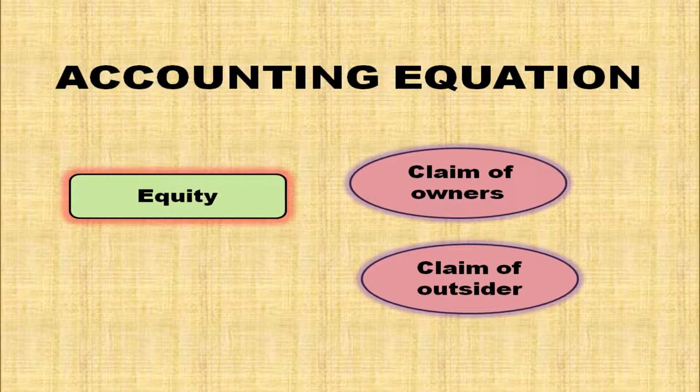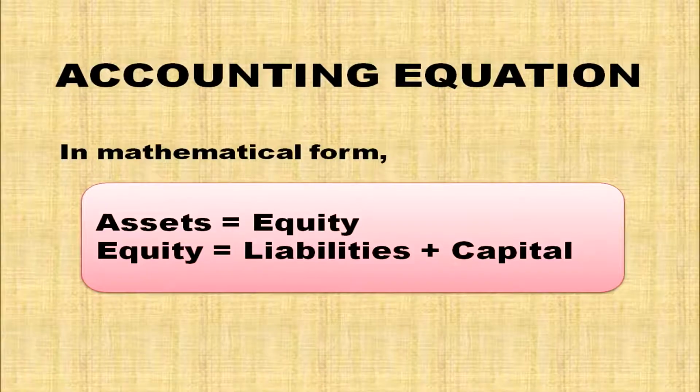Accounting equation expresses equity, no? So, it can be the claim of owners or claim of outsiders. In mathematical form, accounting equation can be expressed as assets equals equity. Equity equals liabilities plus capital.